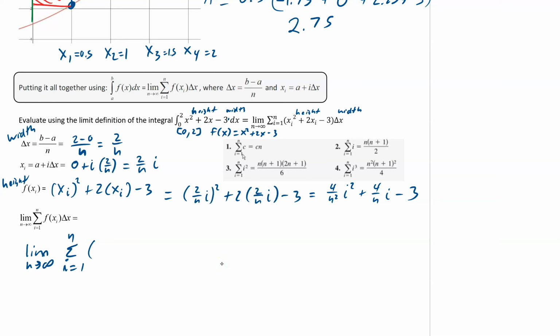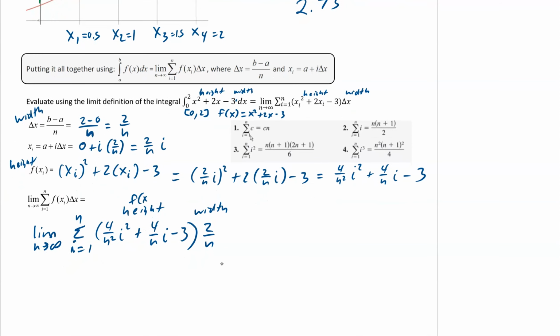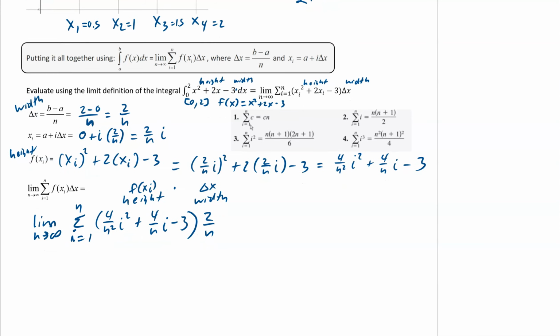So our heights, 4 over n squared i squared plus 4 over n i minus 3 times the height. So again, that's the width. So there's the height and there's the width, right? So it's our f of x sub i and our delta x, and we're multiplying them together. So now we distribute just like we did before, and we do basically the exact same steps every single time.